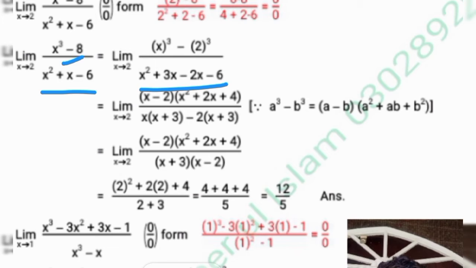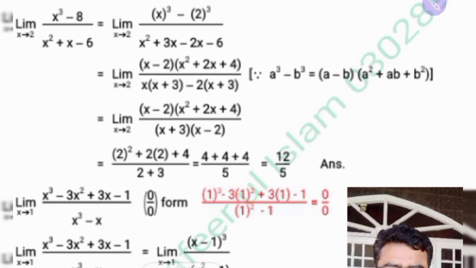The factorization of x square plus x minus 6 is x plus 3 and x minus 2. If we multiply x with x, that will be x square, and if we subtract 2x from 3x, it will be x. We have to multiply these two terms. The answer will be x square plus x minus 6. This is the middle term split. We have applied it here. Now we will simplify it further.